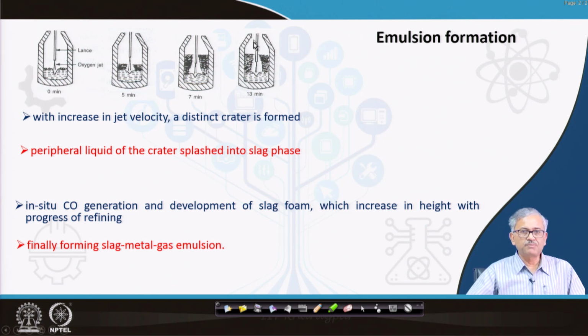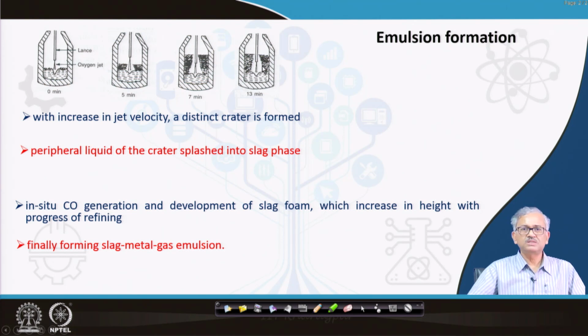Because you are pumping the energy, when you tear off the liquid droplets, you are creating new surfaces. So you require energy for that. The oxygen jet basically gives that energy to tear off the liquid droplets and throw them into the slag phase, and as the metal droplet goes there, it forms CO bubbles in situ, it forms an emulsion, and it increases the volume of the foam as well as the emulsion.